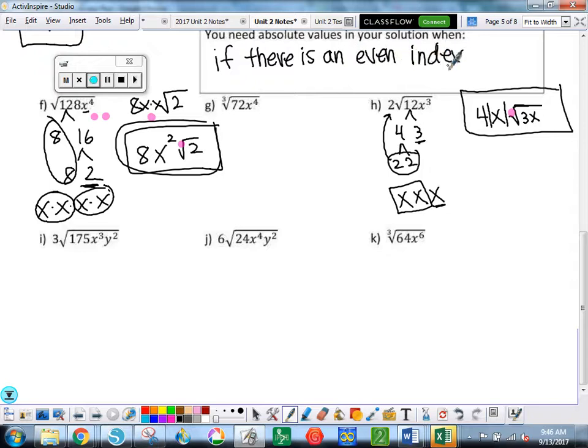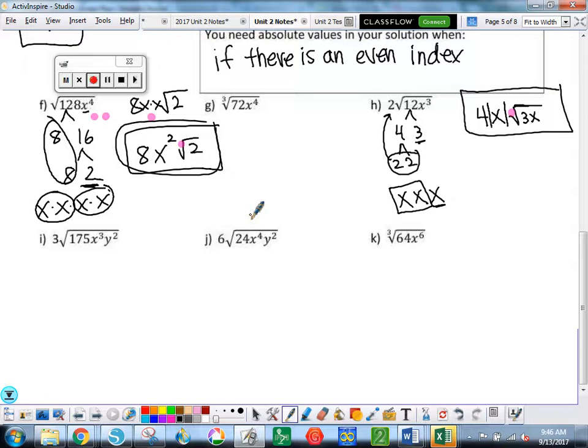So on part G, don't care about it. On part K, I don't care about absolute values at all. If there's an even index, I have to watch for absolute values. All right, now there's only two differences between here. This one needed absolute values. This one did not. So let's see if we can do part I and finalize the last part of our rule.